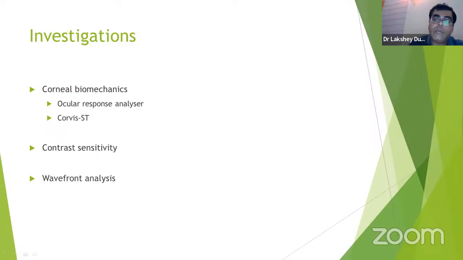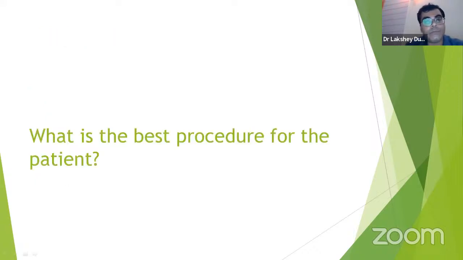So if CBI is also analyzed along with tomographic data, it becomes TBI, which is the tomographic biomechanical index. So if these two are also deranged, this also is a suspicious cornea. Some people check contrast sensitivity, and wavefront analysis is also checked using aberrometry. The relevance, I will come to later.